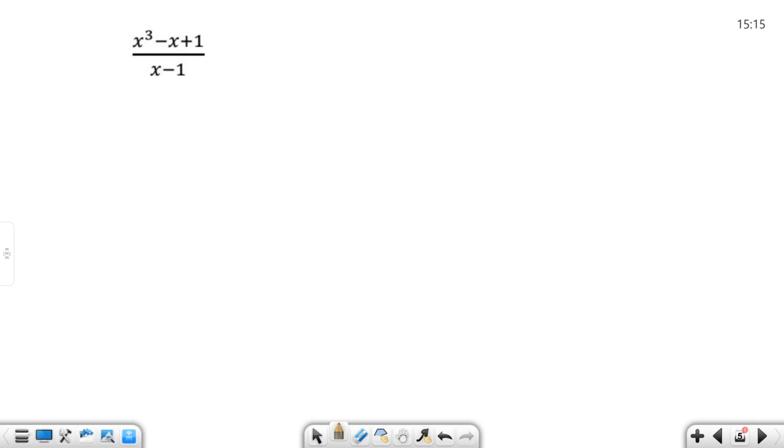Here we go. This is in descending order, but I have x to the third, and I'm missing what? I have x and I have a number. I don't have x squared. Oh boy, what do I do now? Well, let's just look and see what we do.